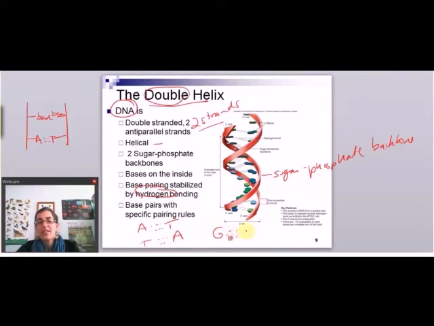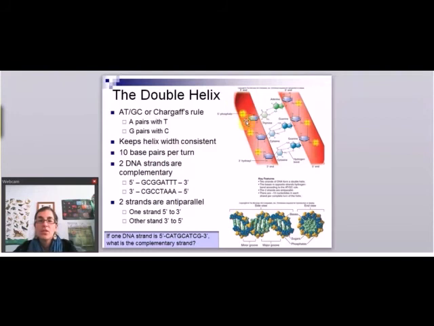And G's and C's hydrogen bond together. And that's in this figure, see these little lines here? Those are the hydrogen bonds between the bases. So this is another image of the double helix.